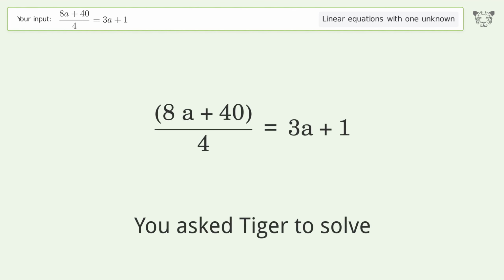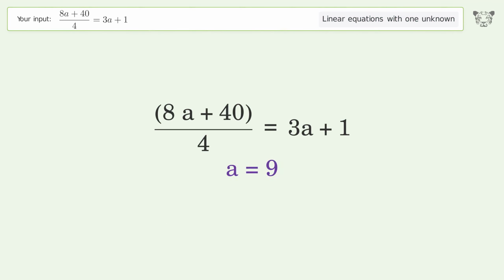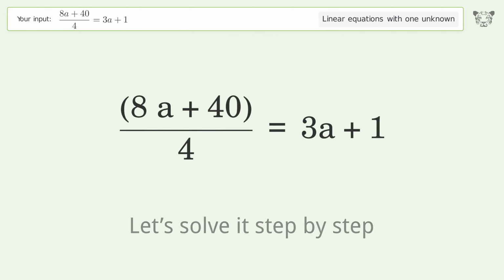You ask Tiger to solve. This deals with linear equations with one unknown. The final result is a equals 9. Let's solve it step by step.